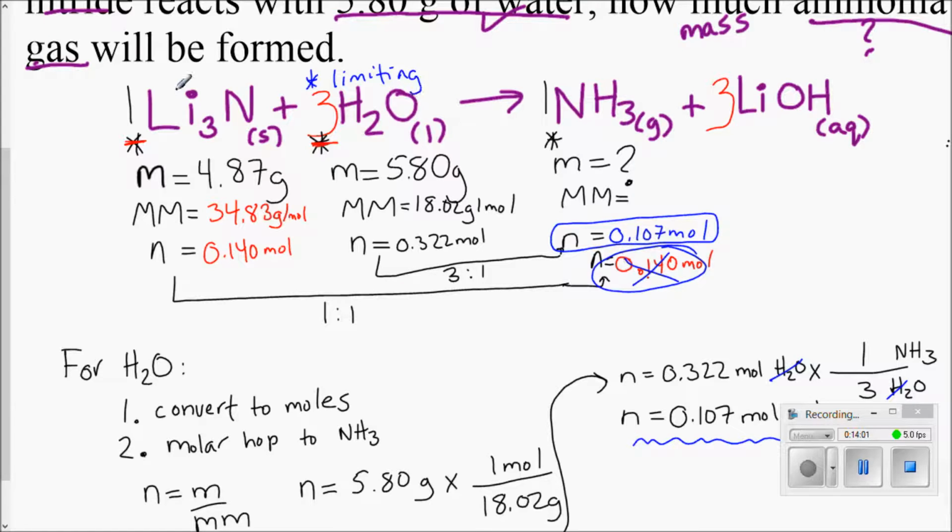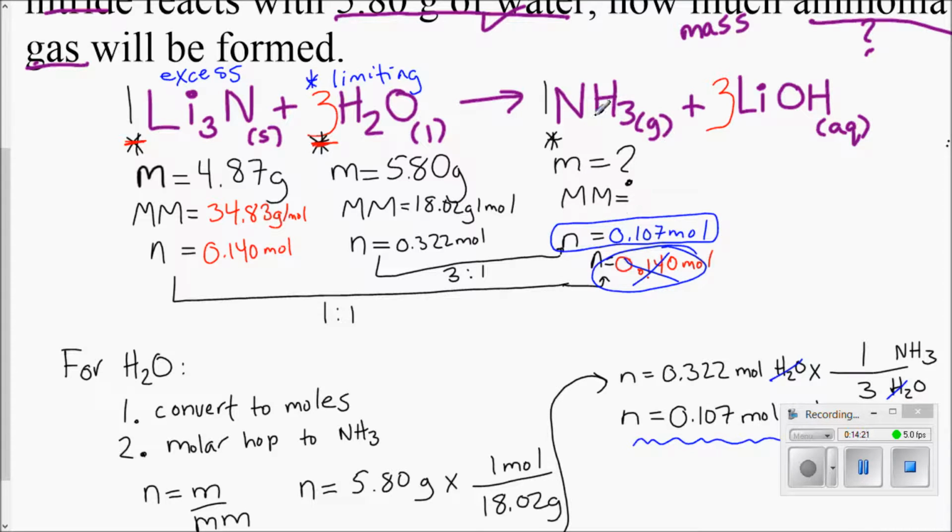As well, then that means the opposite one has to be in excess. We have too much of it. I obviously can't produce 0.140 moles. I can only produce the least amount, so 0.107 moles is the correct answer. Now, we didn't quite complete our question because we wanted to find the mass. So our last step is just like normal stoichiometry.